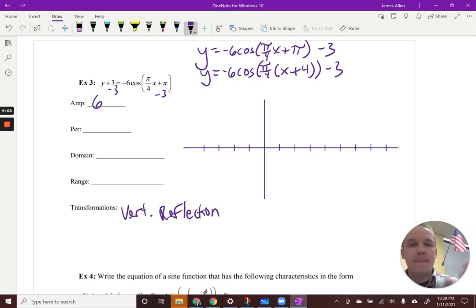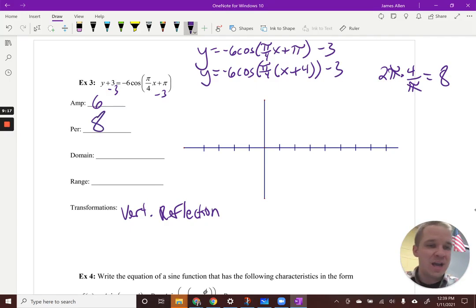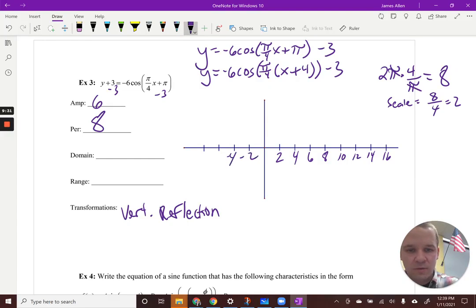Awesome. Period. Well, for period, I'm going to do 2 pi divided by pi over 4, which is like multiplying by 4 over pi. The pi's cancel, and I'm left with 8. So there's my period. So my scale is 8 divided by 4, which is 2. So I'm going to go by 2's here. 2, 4, 6, 8, 10, 12, 14, 16. Woo! -2, -4, -6, -8. Awesome. That was cool. That was fun.